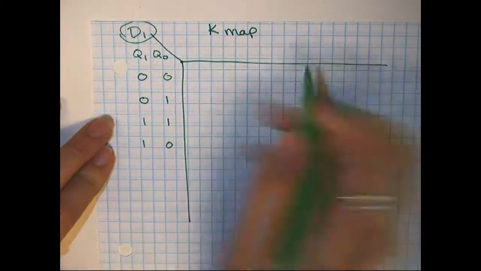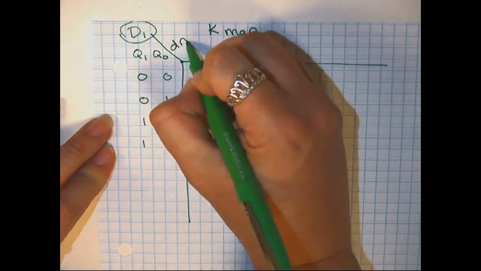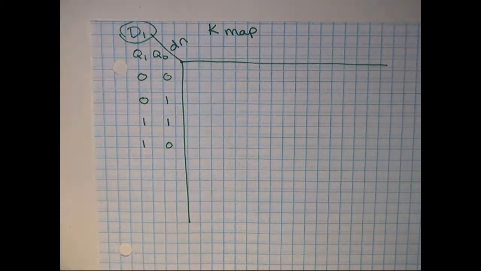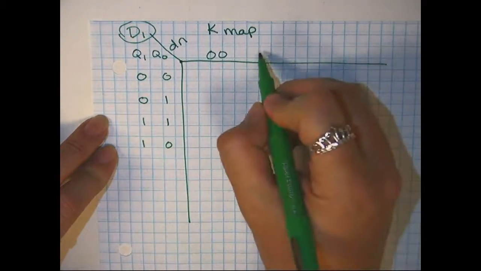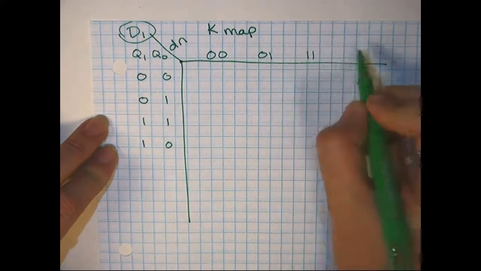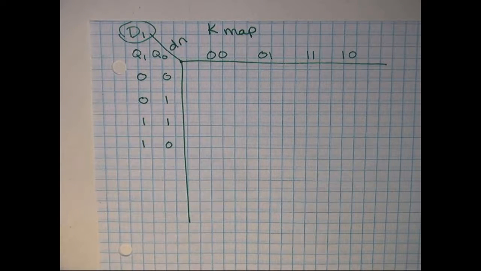Then, going across here, the things that we could have are D and N. We're going to put those in the same way. We could have 0, 0, 0, 1, 1, 1, or 1, 0. Again, the last two got switched.